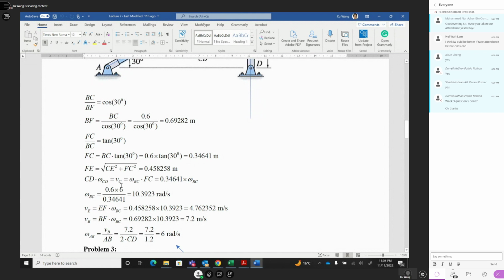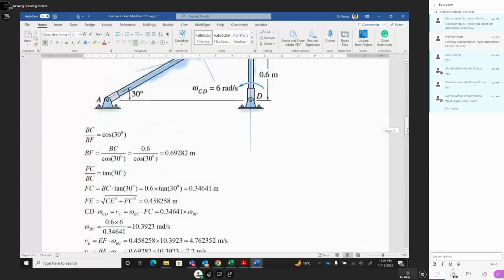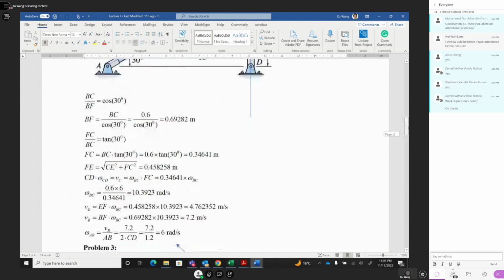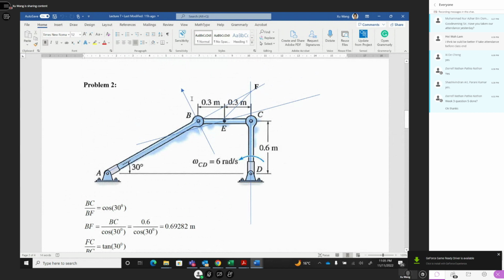The omega BC equals 0.6 multiplied by 6, divided by this radial. Get the omega BC, right? So this one, CD, we know that CD is 0.6, right? And the omega CD, we know that is 6. And omega BC equals this one divided by FC. FC we already calculated, 0.346. And then you can calculate, you get the omega BC equal to 10.339.